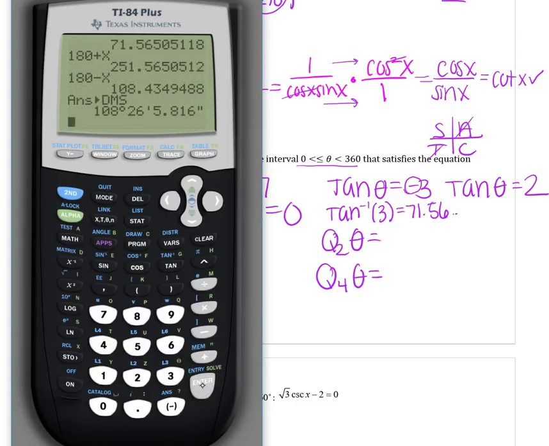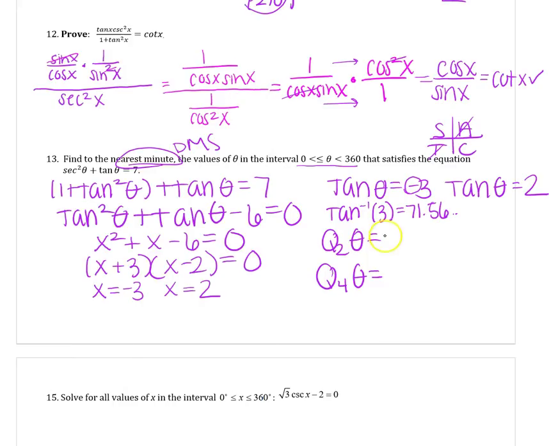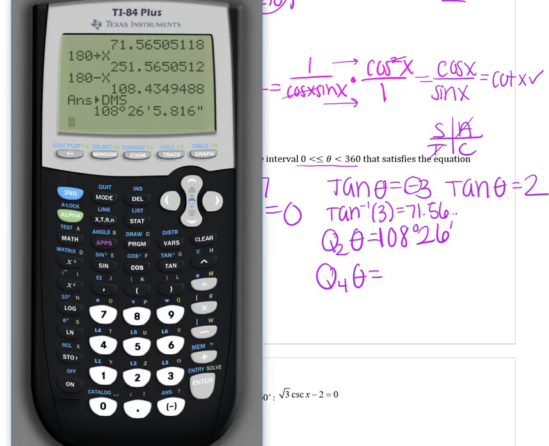Okay, so 108 degrees and 26 minutes. This is only 5 seconds, so we're not going to round up. Okay, quadrant 4, I need 360 take away the reference angle, and then I'll convert that using second apps, option 4. So 288.26. Again, not enough seconds to round up. You need 30 seconds to round up.